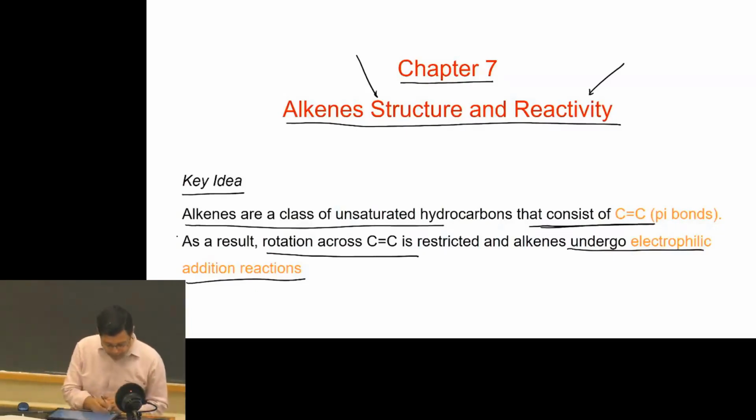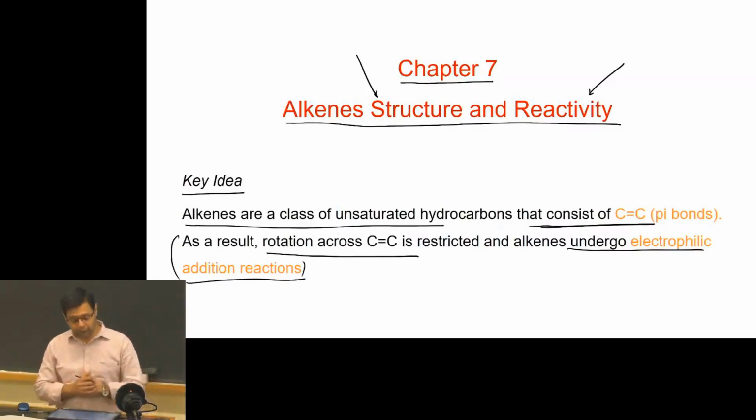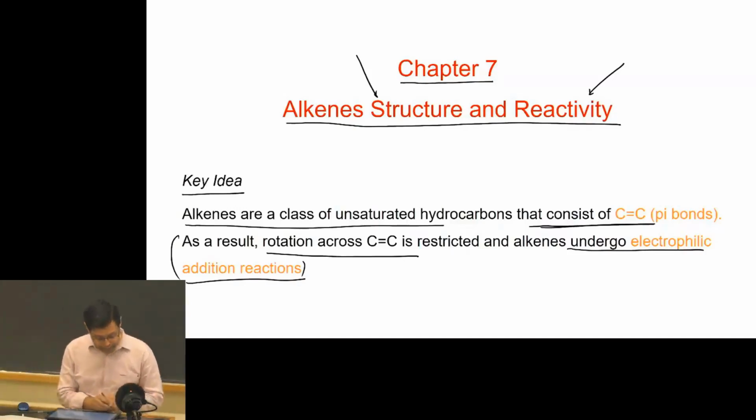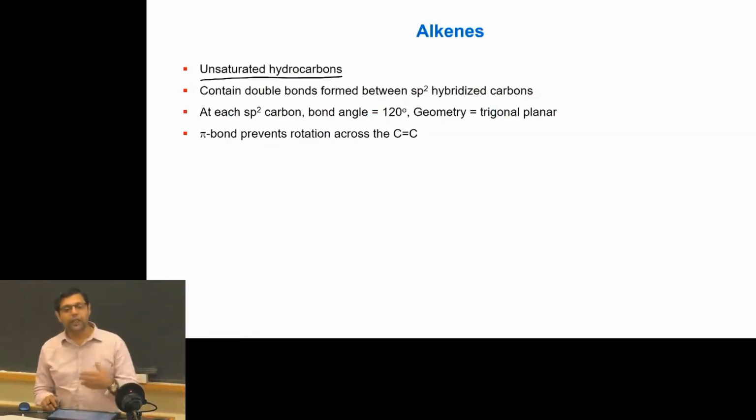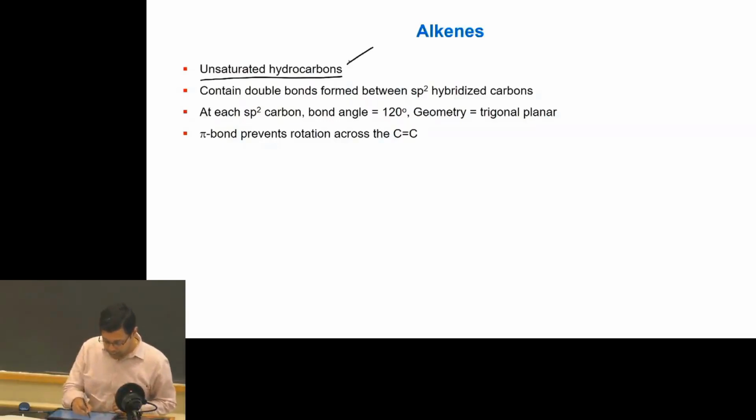So we'll take a look at this part of the statement in the second half of the chapter, but let's begin by taking a look at the structure of alkenes. Alkenes are unsaturated hydrocarbons. Anytime you have a pi bond, you will call them unsaturated hydrocarbons. Alkanes are saturated hydrocarbons. They contain double bonds formed between sp2 hybridized carbons. At each sp2 carbon, the bond angle is 120 degrees and the geometry is trigonal planar.